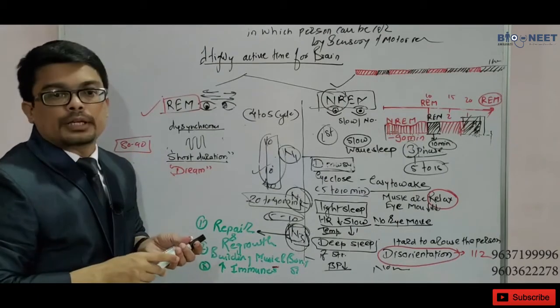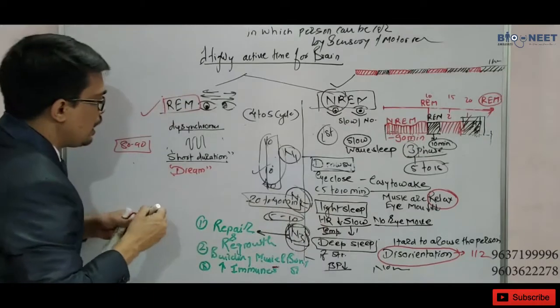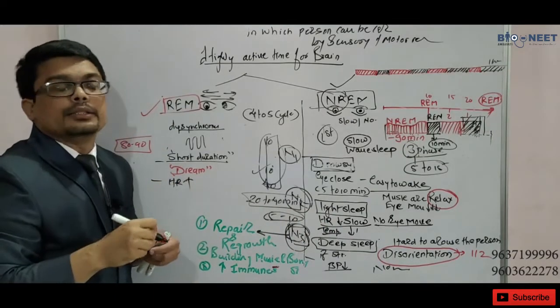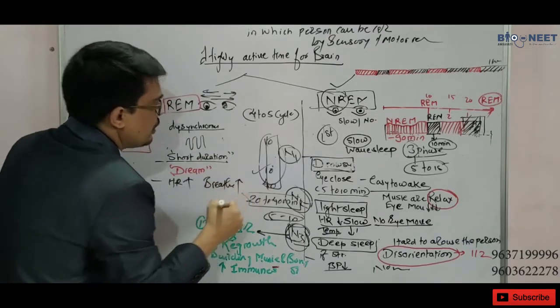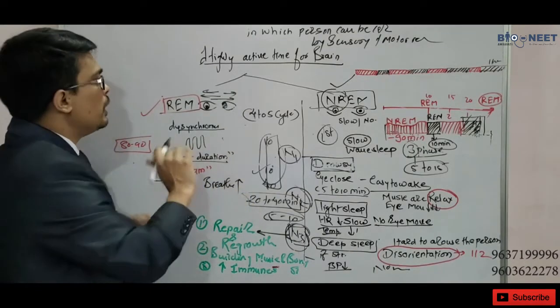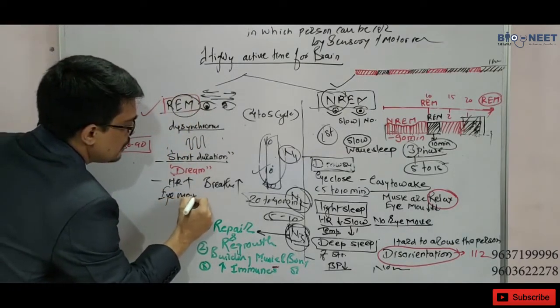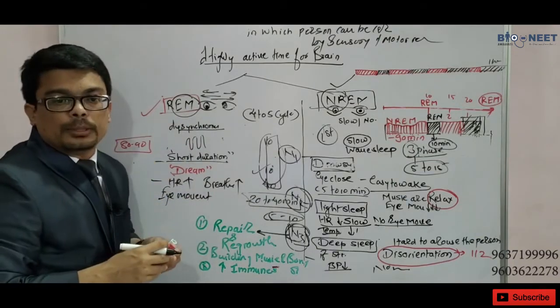What happens in REM sleep? Here, exactly the opposite: the heart rate increases. Your breathing also increases. Eye movement: there is rapid eye movement, and that is why it is called REM sleep.